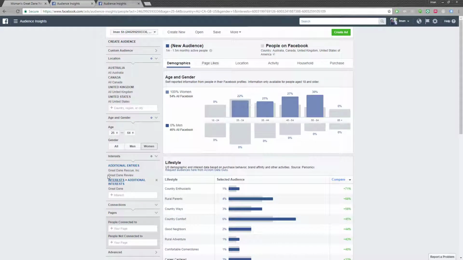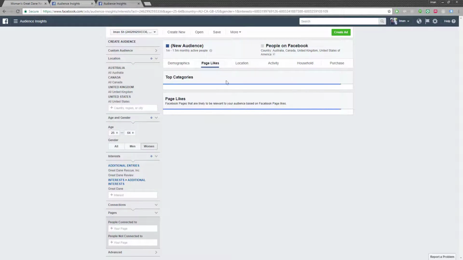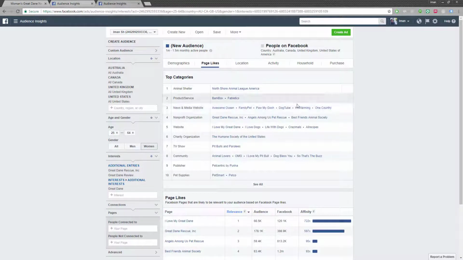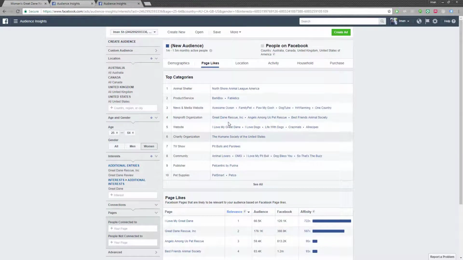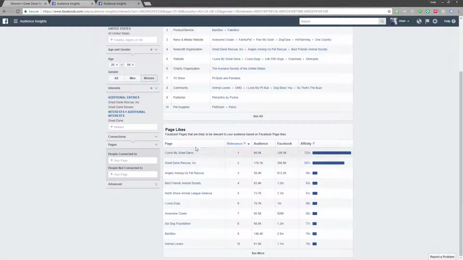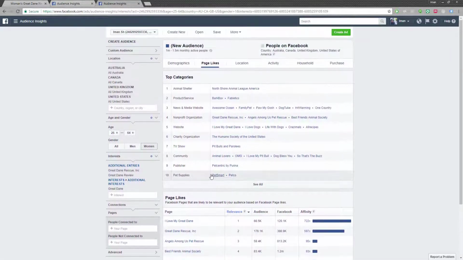And if you want more page ideas, like if you don't have any more ideas, all you've got to do is go under page likes, and it's going to show you every other audience that this person also loves. So this person loves I Love Great Danes, I Love Dogs, Great Dane Rescue, Angel Among Us Pet Rescue. So it shows you what these people love. And if you go down here, there's also more information about other types of pages that they like as well. So this is all perfect right now.